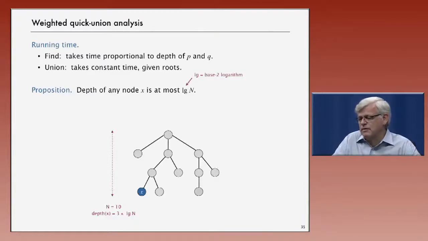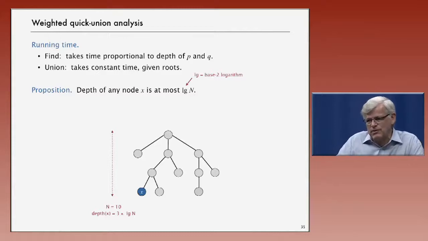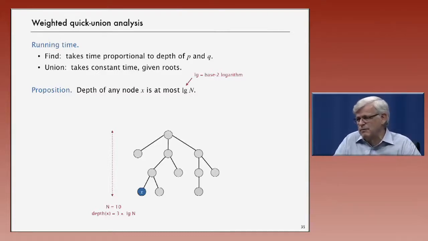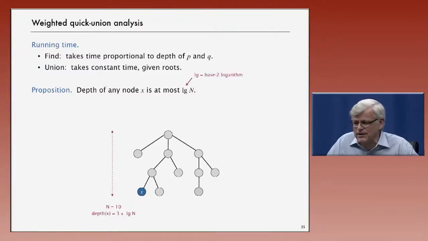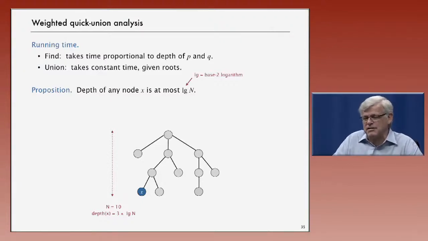In fact, we can analyze the running time mathematically and show that the find operation takes time proportional to how far down the nodes are in the tree, and we can show that it's guaranteed that the depth of any node in the tree is at most the logarithm to the base 2 of n. We use the notation lg always for logarithm to the base 2. So if n is 1,000, that's going to be 10. If n is 1,000,000, that's 20. If n is 1 billion, that's 30. It's a very small number compared to n.